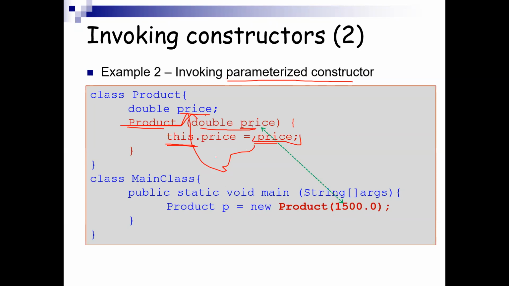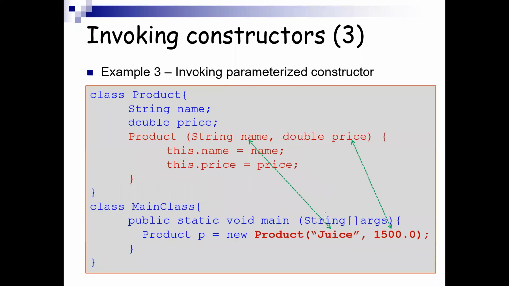So to call this constructor, what you need to be aware of is just to check the number of arguments or the number of parameters. When we invoke this constructor, we need to be mindful that we are going to pass one parameter which is of double type.